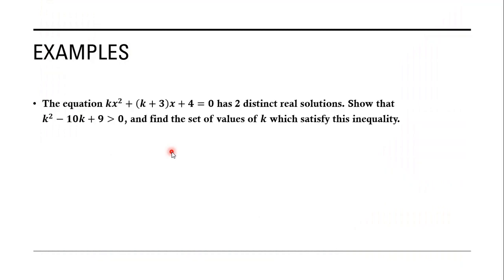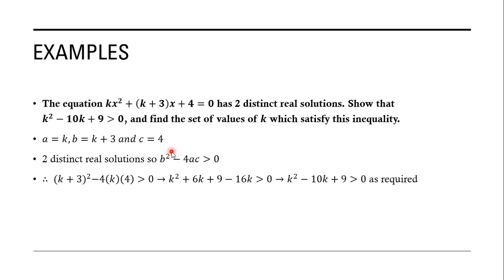Okay, here's another example. The equation kx squared plus (k plus 3)x plus 4 equals 0 has two distinct real roots. Show that k squared minus 10k plus 9 is more than 0. Find the set of values of k which satisfy this inequality. So here we have a equals k, b equals k plus 3, and c equals 4. We want two distinct real roots, so we want the discriminant to be more than 0. So we'll sub in a, b, and c into that, and we get k plus 3 all squared minus 4 lots of k lots of 4 is more than 0, which can be rearranged to get k squared plus 6k plus 9 minus 16k is more than 0, which can then be rearranged to get k squared minus 10k plus 9 is more than 0.